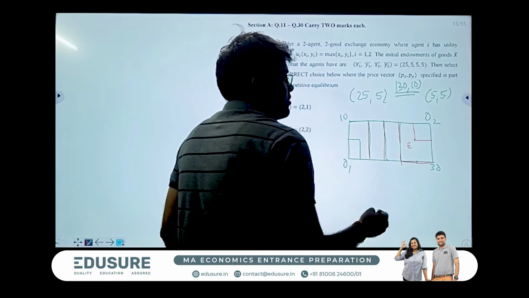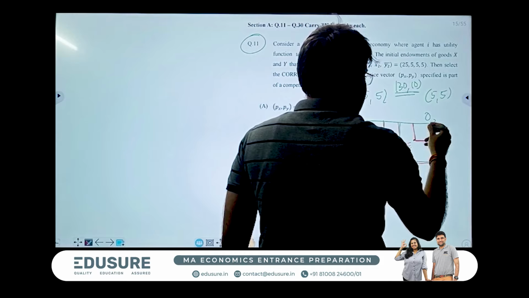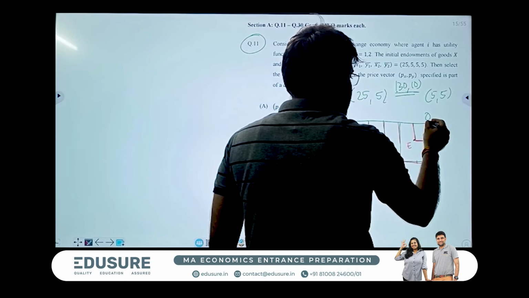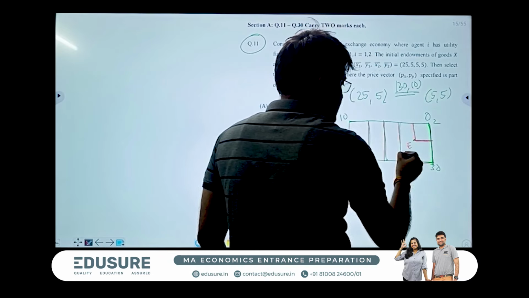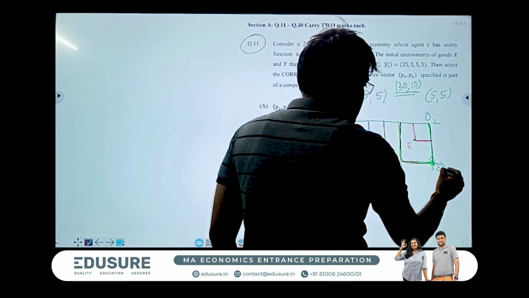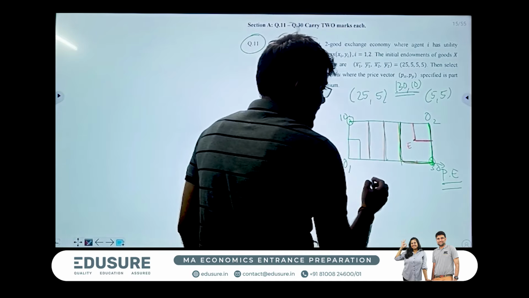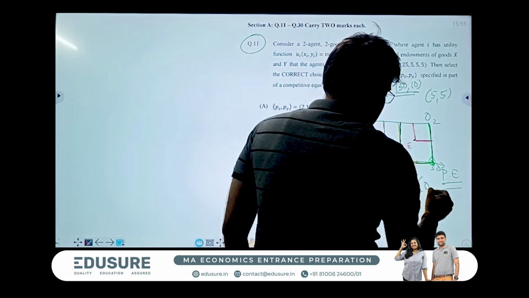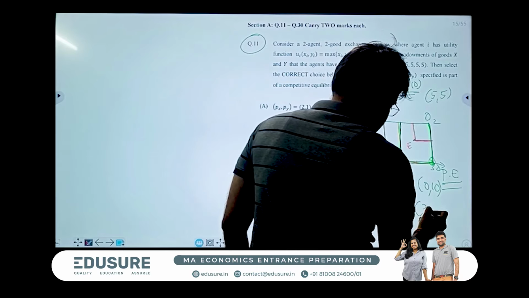Okay. Now, if this is the endowment point, second individual, this first individual, this is the highest indifference curve. This highest indifference curve of the first individual, second individual will be this one. So this is Pareto efficient. Similarly, this is also Pareto efficient. So it's either 30,0 for the first and 0,10 for the second, or 0,10 for the first and 30,0 for the second.